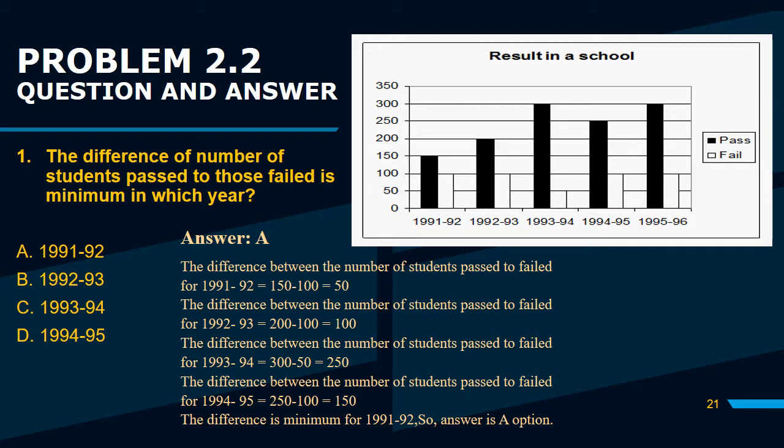We have to subtract the number of students who passed and who failed for each school year to determine the difference and get the minimum number of students who passed and on what year. Here we have the given solution, and it shows that the difference is minimum for the year 1991 to 1992.